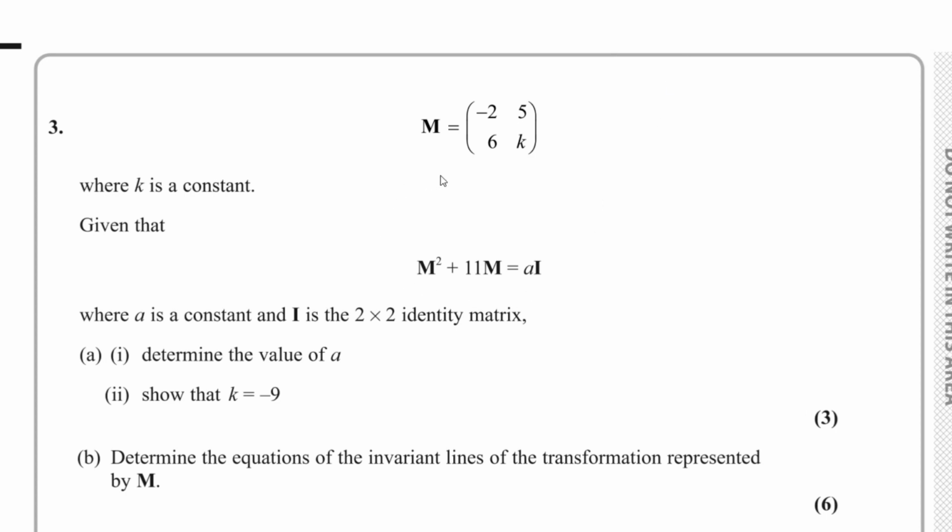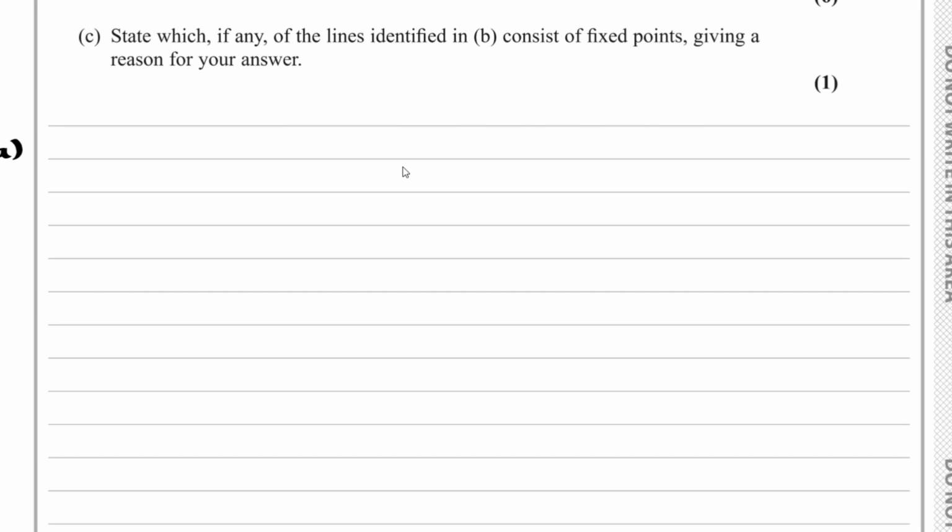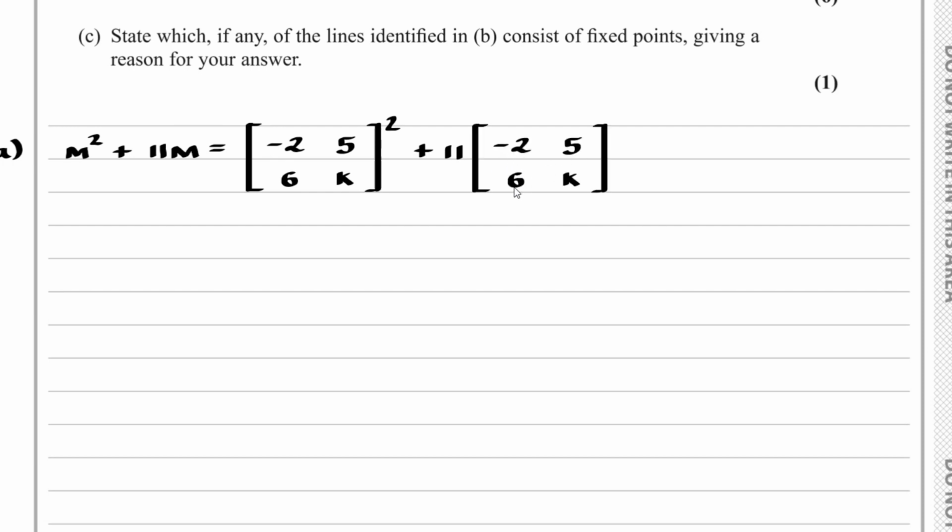Question number 3. We are given this matrix M = (−2, 5; 6, k), where k is a constant, given that M² + 11M = aI, where a is a constant and I is the 2 by 2 identity matrix. We have to determine the value of a and show that k equals −9 for part A. So, for part A, we have M² + 11M, and using the matrix M, we have (−2, 5; 6, k) squared plus 11 multiplied by (−2, 5; 6, k).